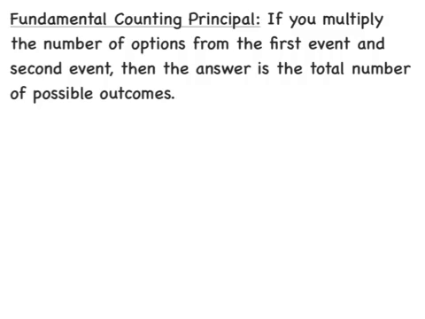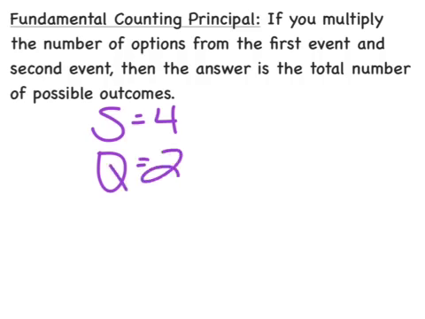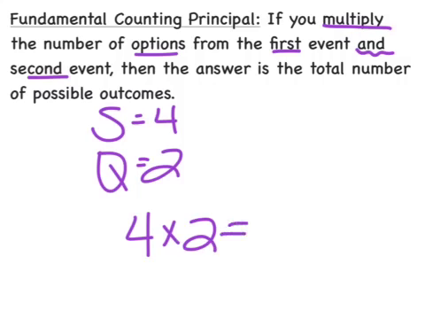So let's talk about the tree diagram we just drew. We had our spinner, and it had 4 possible options, 1, 2, 3, and 4. Then our quarter, it had 2 options because we had heads and we had tails. So it says we are going to multiply the number of options from the first and second. So I'm going to multiply 4 times 2, and then the answer is going to give me the total possible outcomes. So 4 times 2 is 8.